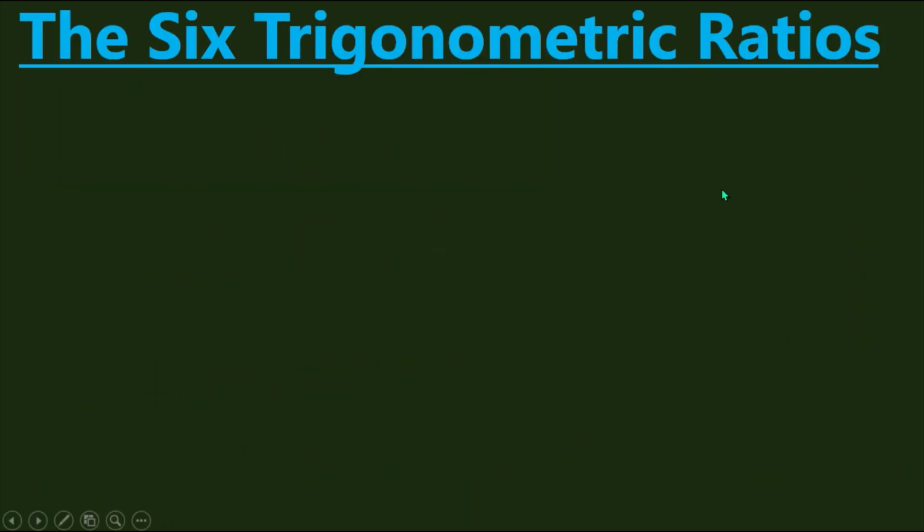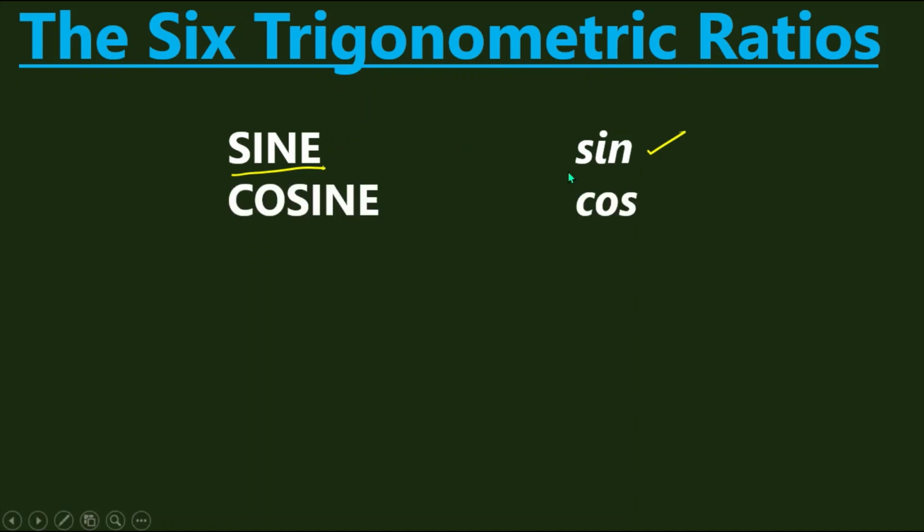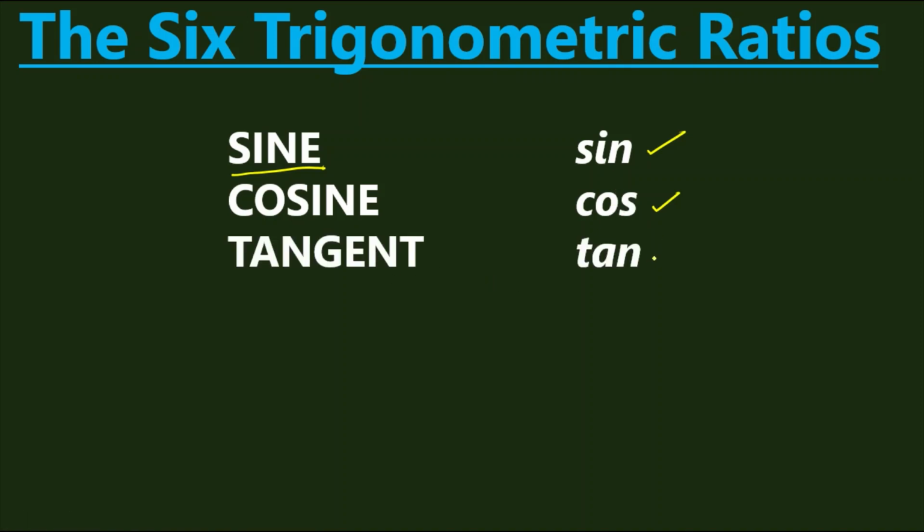So the six trigonometric functions, the first one is the sine. That is the sine. On your scientific calculator, you see it as sin, but we are going to pronounce it as sine. And then another trigonometric ratio, we have the cosine. On your calculator, we use cos. Next, the tangent. The shortcut of tangent is tan.